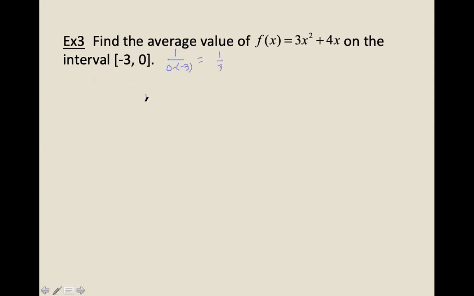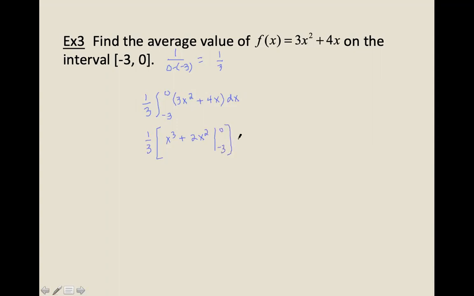So I have 1/3 times the integral from negative 3 to 0. Our function is 3x squared plus 4x dx. And so we have 1/3 times the antiderivative of this, which would be x cubed plus 2x squared, right? You can always rewind, go back, try those on your own. And this time we're going from negative 3 to 0.